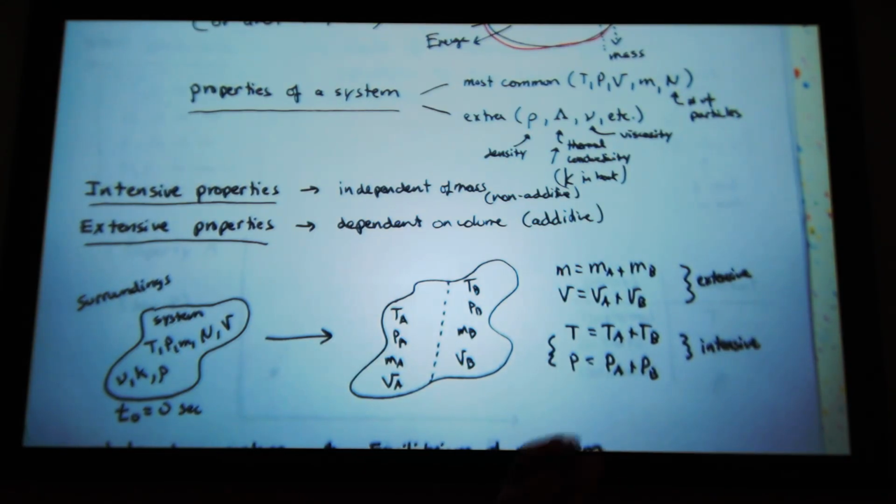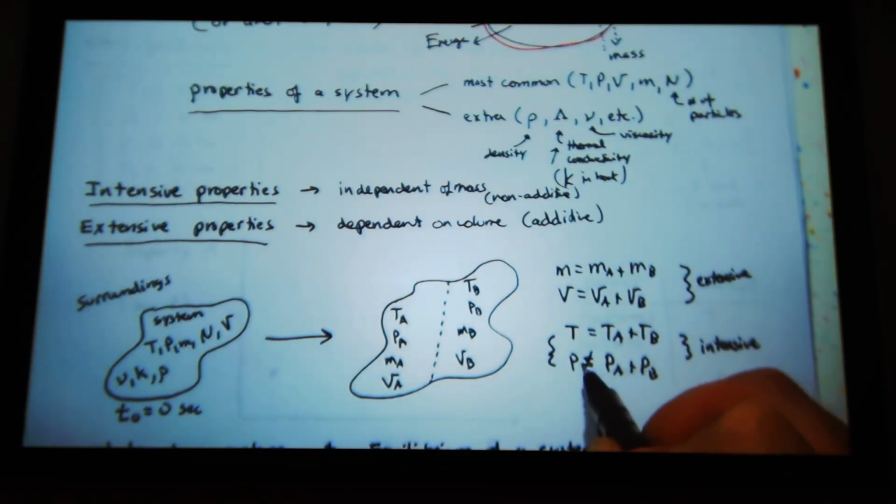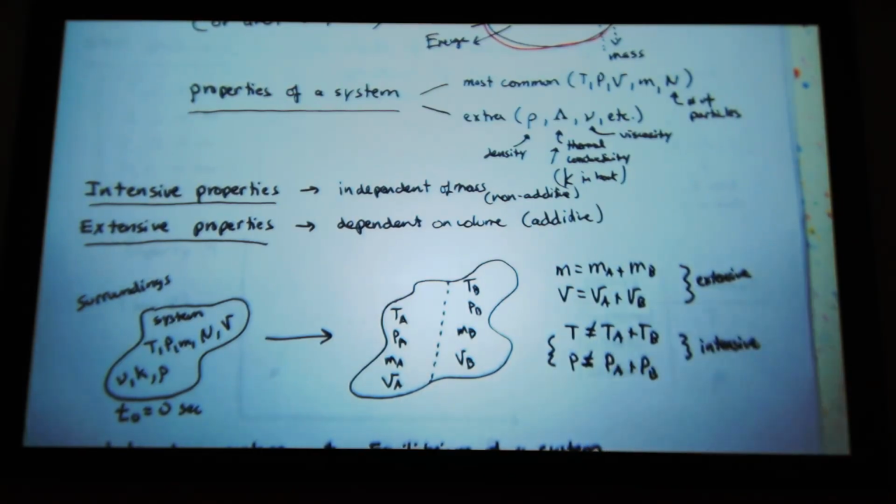If I take this room and I put a divider between it, and over here I give a temperature, and over here I get a temperature, then I immediately remove the divider. Can I add both these temperatures to get the temperature of the room? No. You can't do that with pressure either. Some things are not additive. So temperature and pressure are not additive.